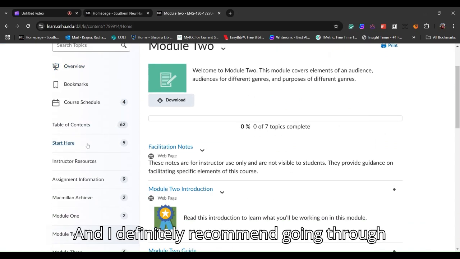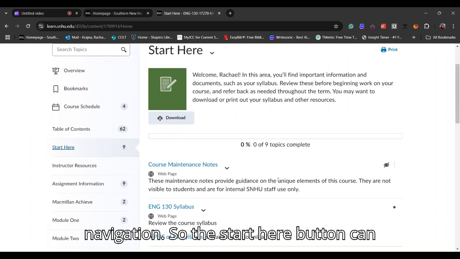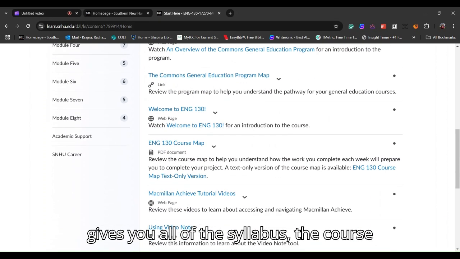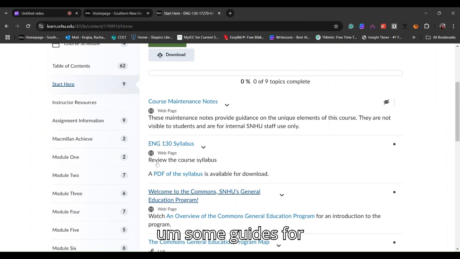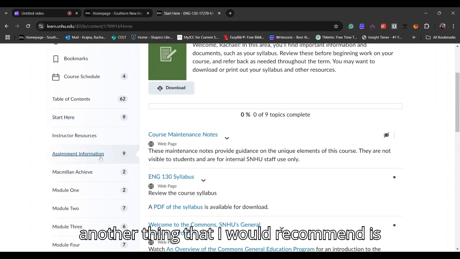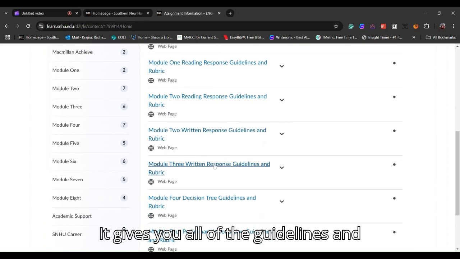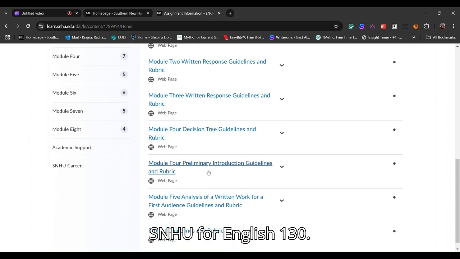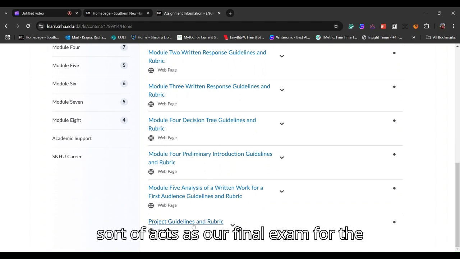And I definitely recommend going through the course, getting used to the navigation. So the Start Here button can be really helpful. It gives you all of the syllabus, the course map, all sorts of tutorial videos, some guides for students. And another thing that I would recommend is checking out the assignment information. It gives you all of the guidelines and rubrics that we adhere to at SNHU for English 130, including the project guidelines that sort of acts as our final exam for the course.